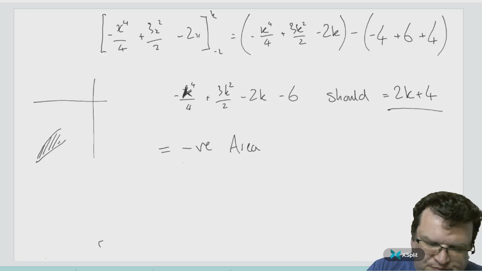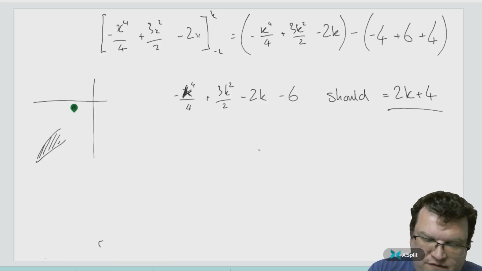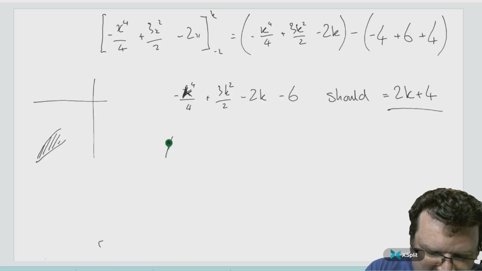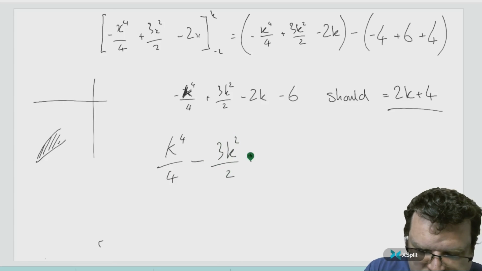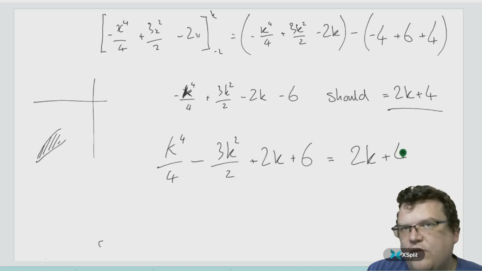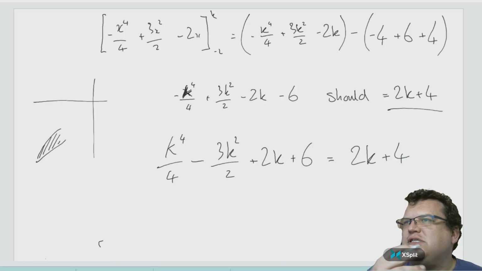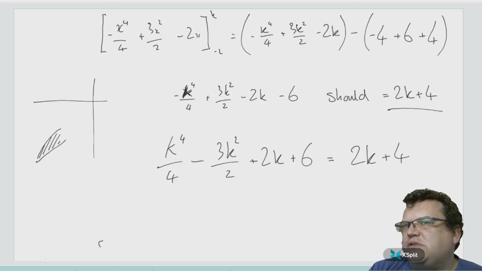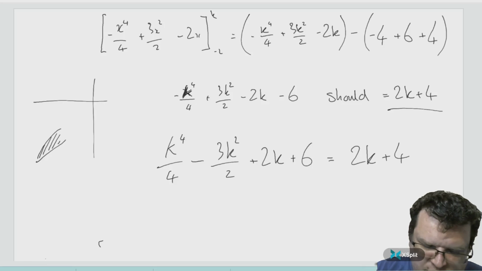So I need to take my expression for the area and change the sign of each term, multiply through by negative 1. So we get k to the 4 over 4, negative 3k squared over 2, positive 2k and positive 6, and that is now going to equal 2k plus 4. It's a little bit of a tricky one, but you just need to remember that when integration is used under the x-axis, it's going to return a negative area. Sometimes that makes sense in context, but if you're explicitly asked about area, it will always be the positive version of that. So hopefully this now works.